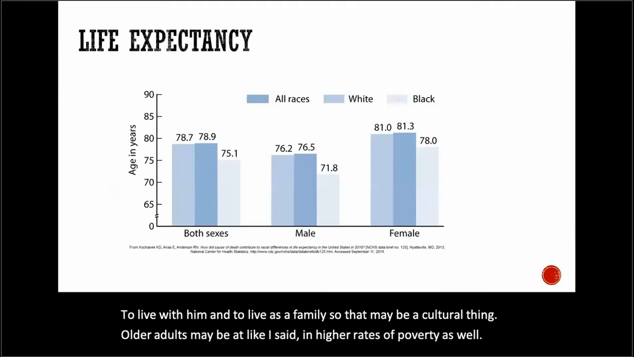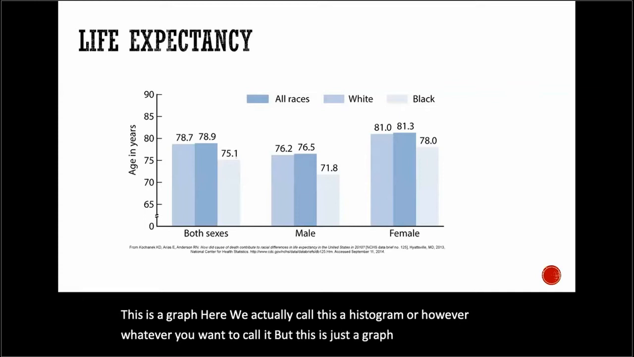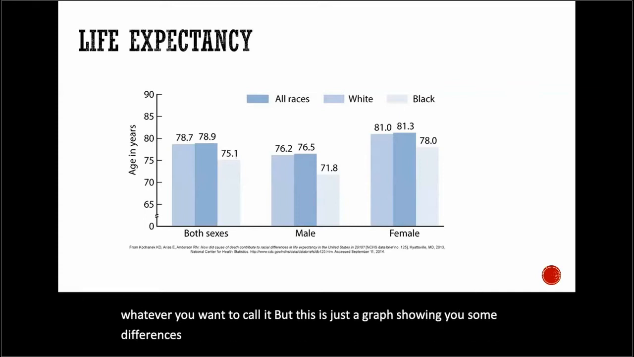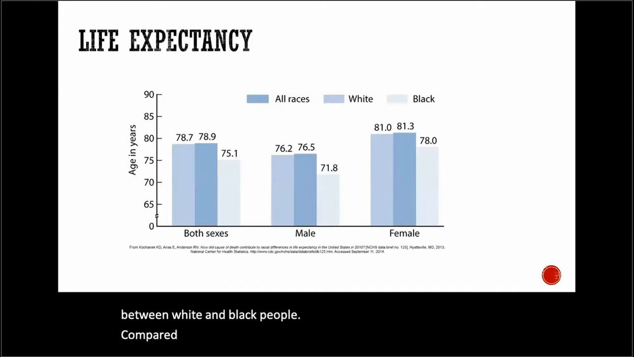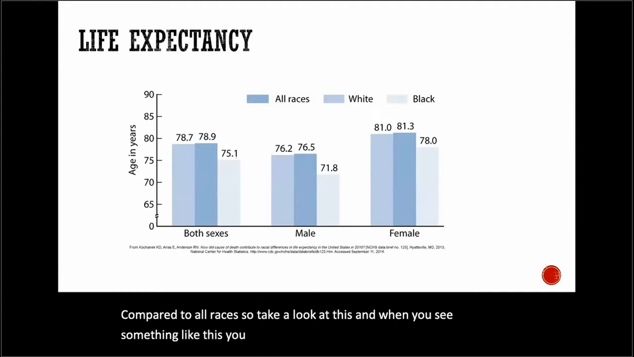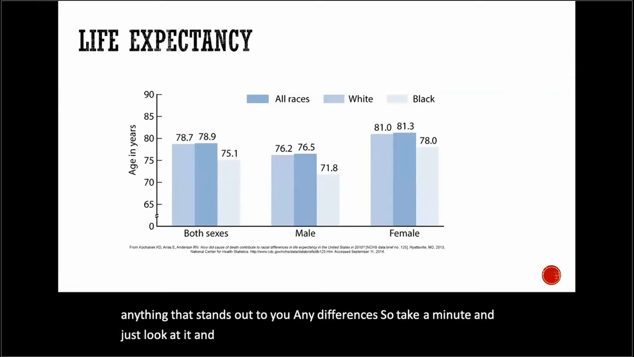This is a graph here. We actually call this a histogram, or whatever you want to call it. But this is just a graph showing you some differences in life expectancy between white and black people compared to all races. So take a look at this, and when you see something like this, you would want to see if anything stands out to you, any differences. So take a minute and just look at it and see if anything stands out to you.